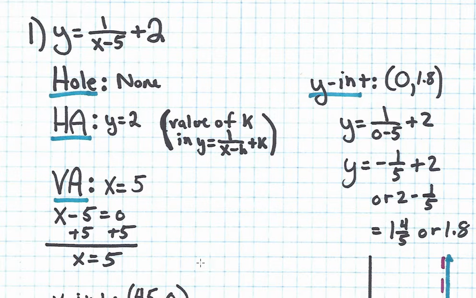The purpose of this video is to go through the answer key for the recent review on rational functions. So this is number 1. You have a rational function that has an x minus 5 on the denominator and a plus 2 outside of the fraction.